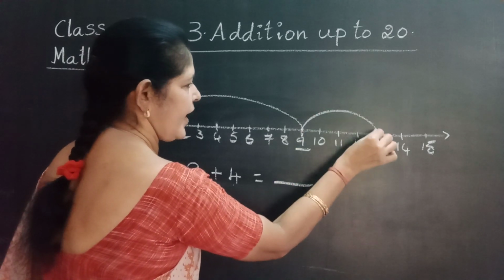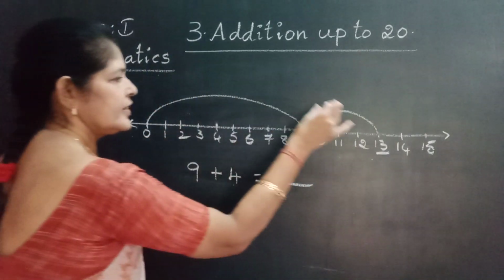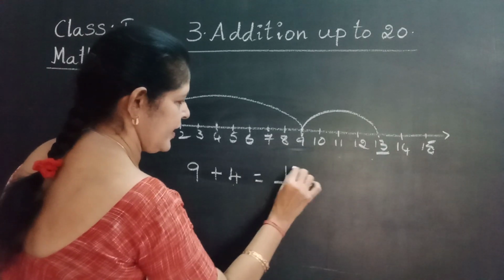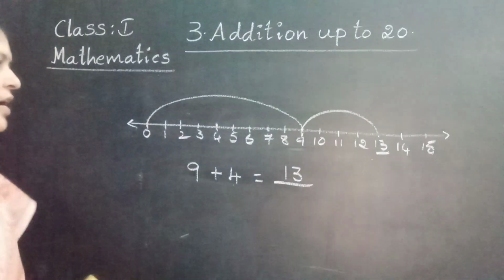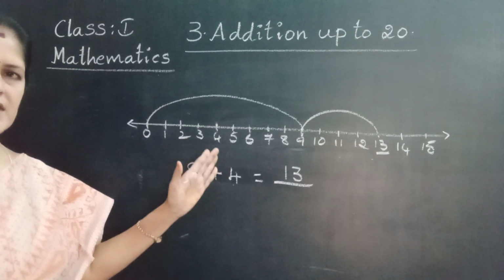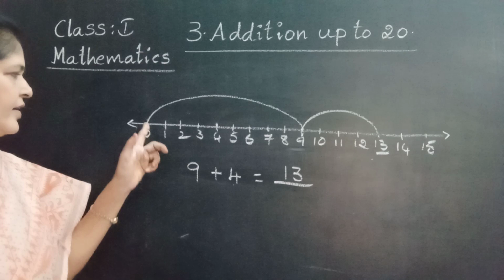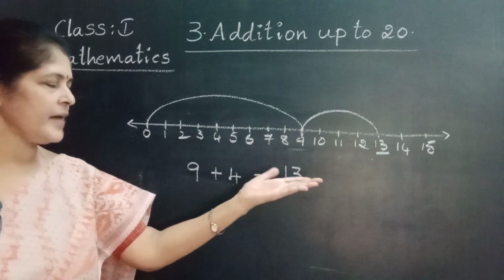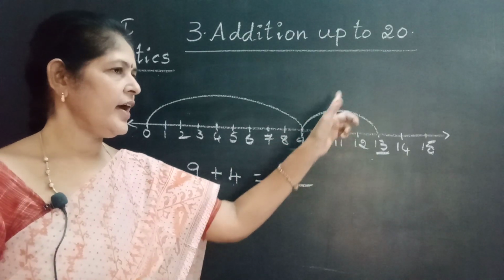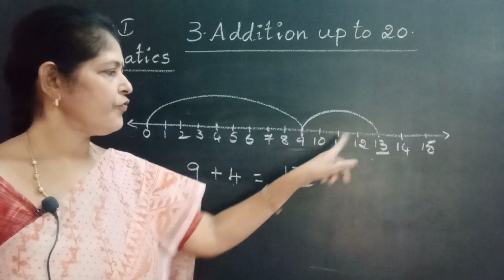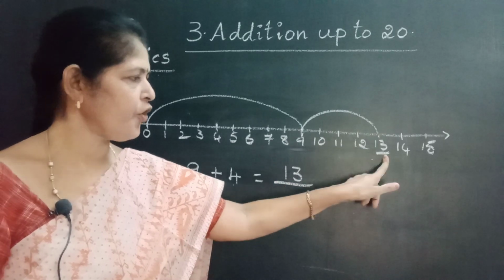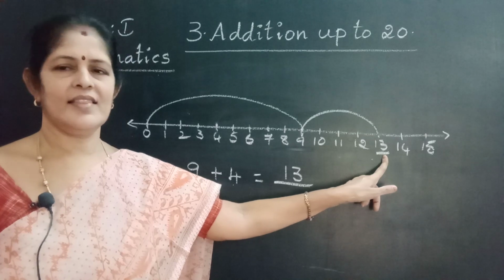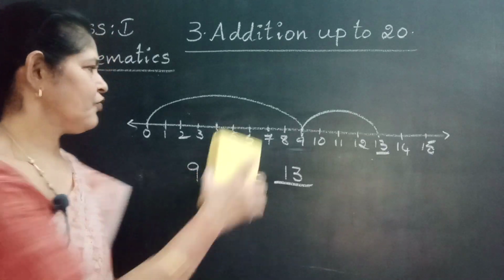Draw a line again. This shows 9. This shows 4. Then what is the total? 13. We do addition on the number line like this. Understood? First number is 9. Start moving from 0 to 9. Next steps, 4 after 9. 1, 2, 3, 4. We should stop at 13. 13 is the total. Next one.